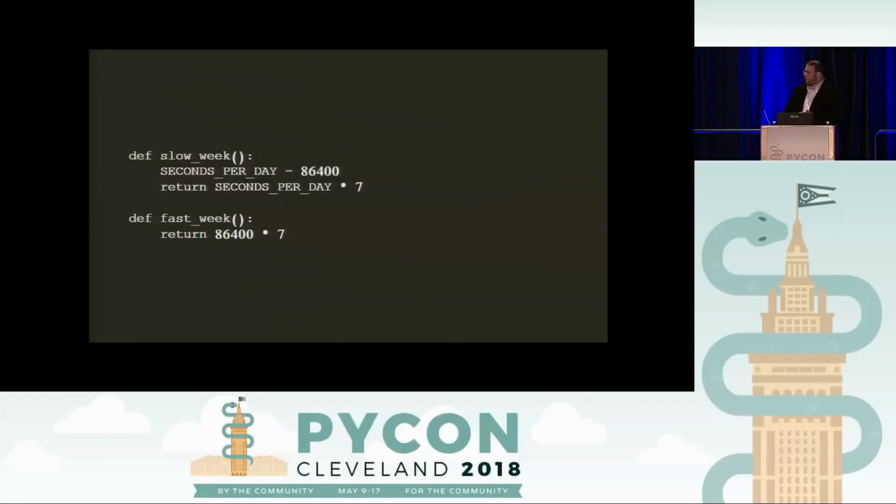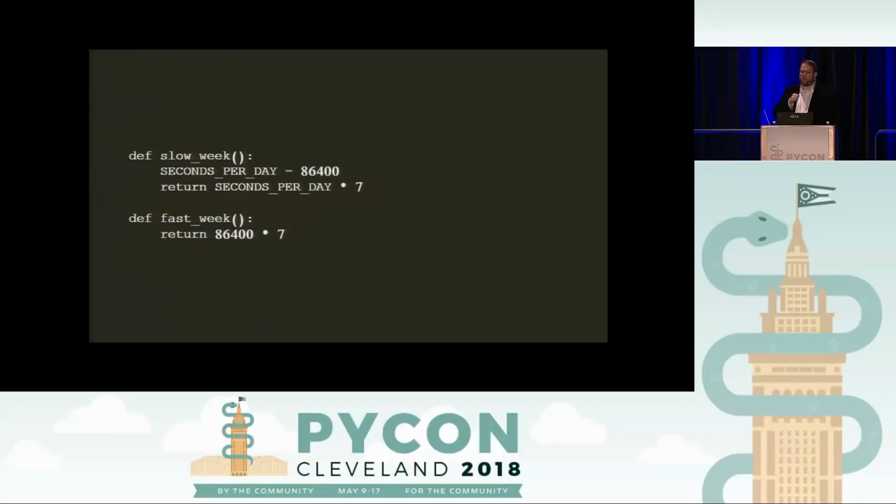So here's a couple of functions. Both of these do the same thing. They both calculate the number of seconds in a week, except one of them is faster than the other. Can you guess which one it is? I've very cleverly hidden it. I want you to stop and think, why would one of these functions be faster than the other? And how could we figure out why that is?